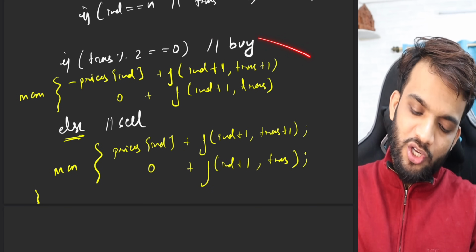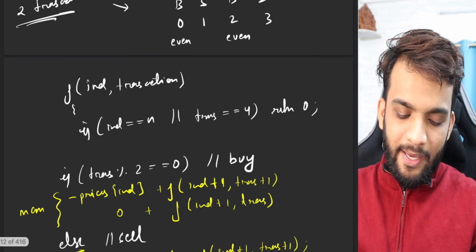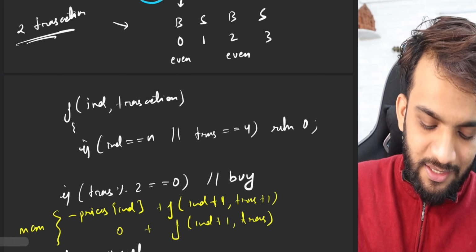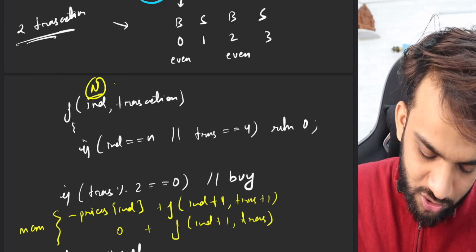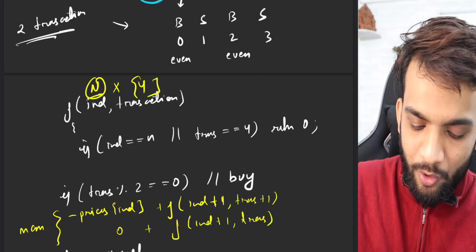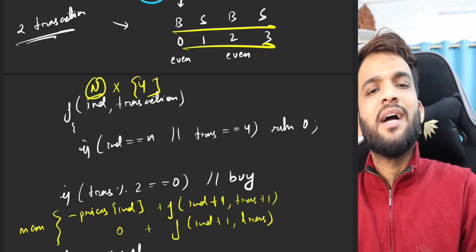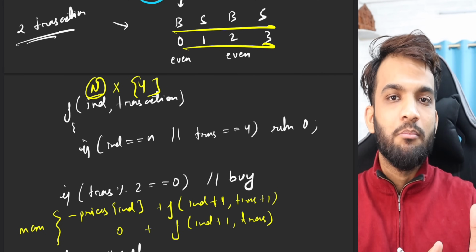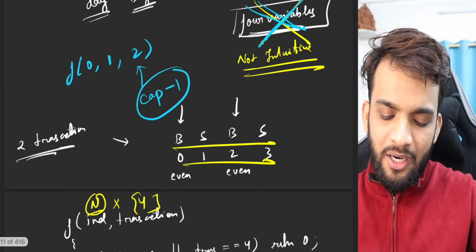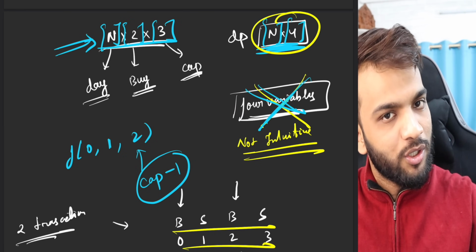That's the slight change that will happen, and then you can say the memoization can easily be done in n cross 4 because there are 4 transactions. So what I did was I just converted them into a transaction number to convert it into a different set of n cross 4 DP.